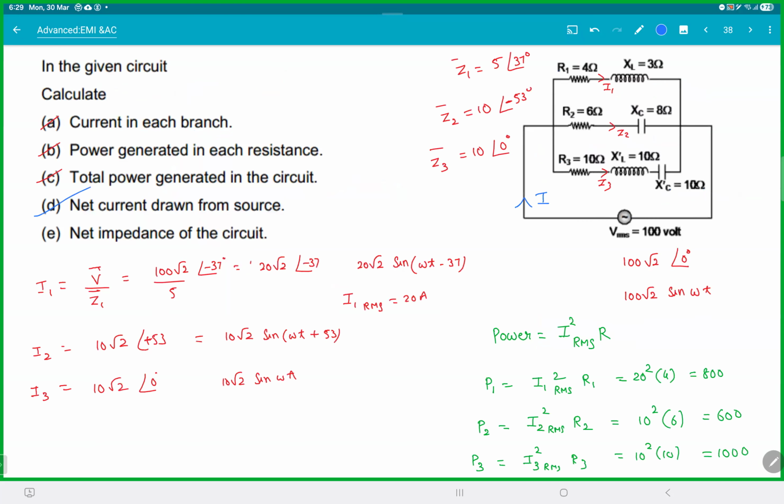Any doubts on this? You can actually find impedance like this also. You know, this resistance, this resistance, this resistance, and all these three are in parallel, right? So 1 by Z1 plus 1 by Z2 plus 1 by Z3. You can do that. Clear with this?